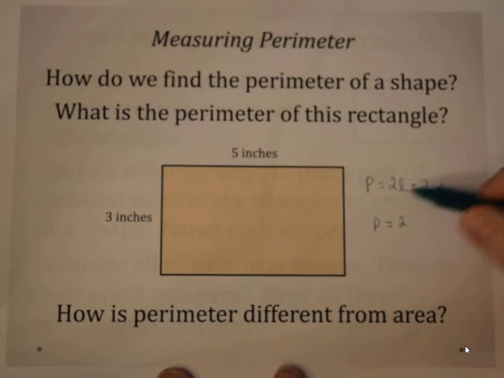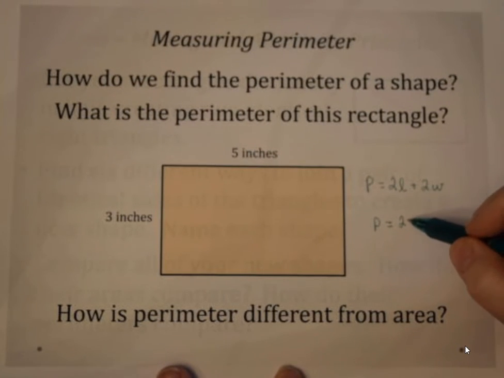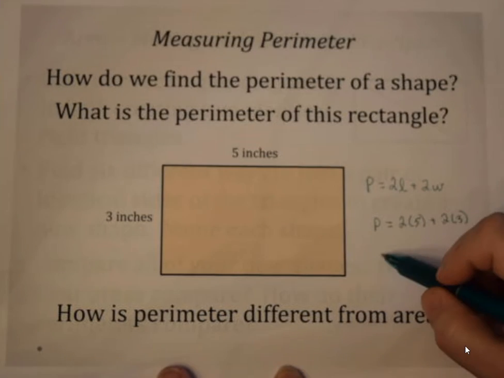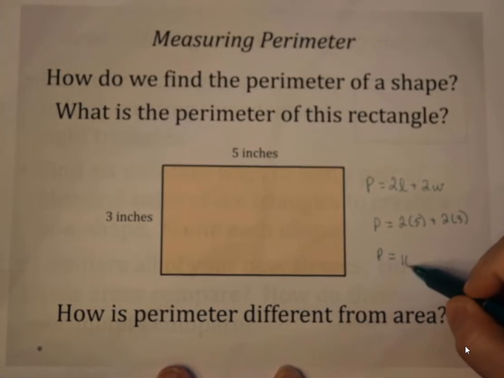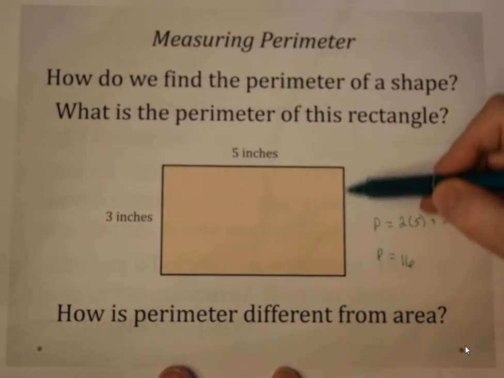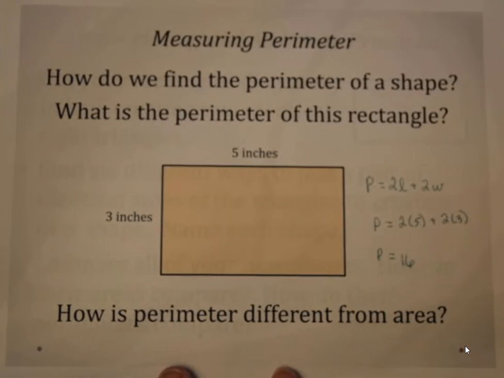Well, if we use a formula, it's 2 times the length, which is 5, plus 2 times the width. So there's our 10, there's our 6, and so it would be 16. What units are we going to use? Well, we're just talking about the distance around the rectangle, and so that's just in straight inches.